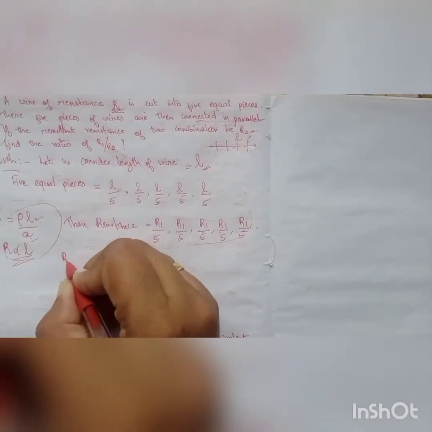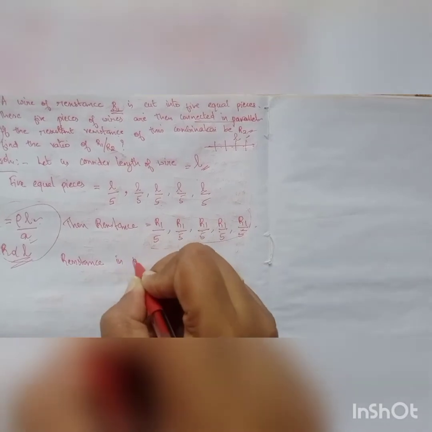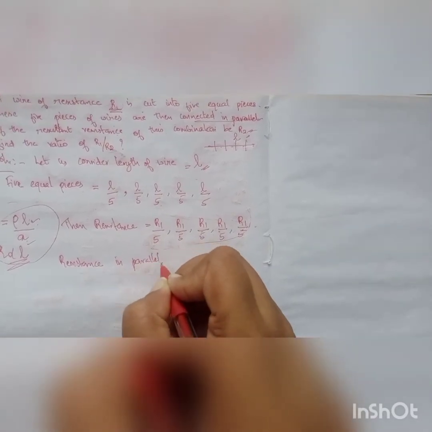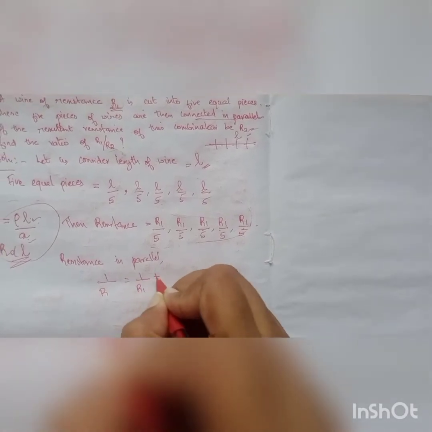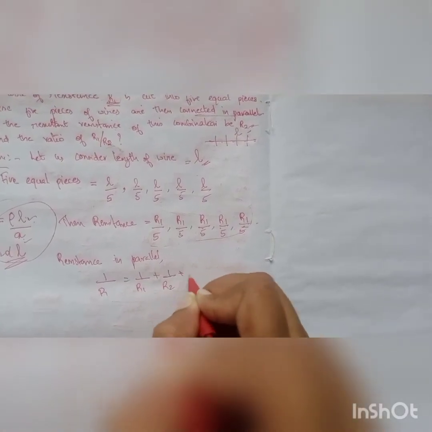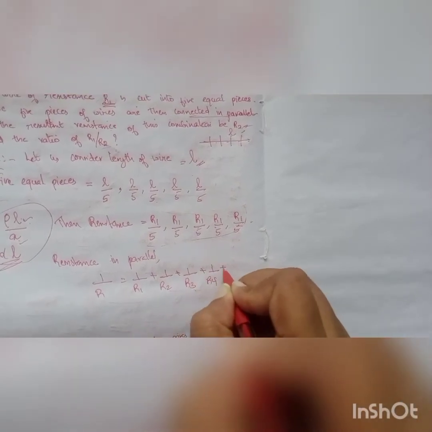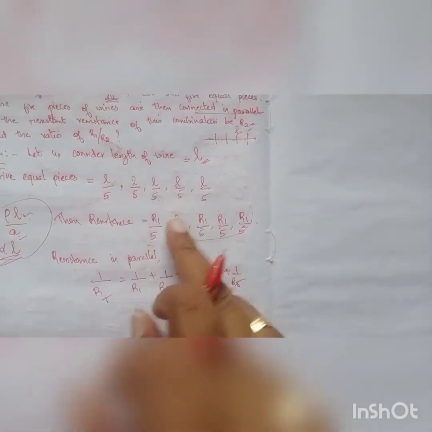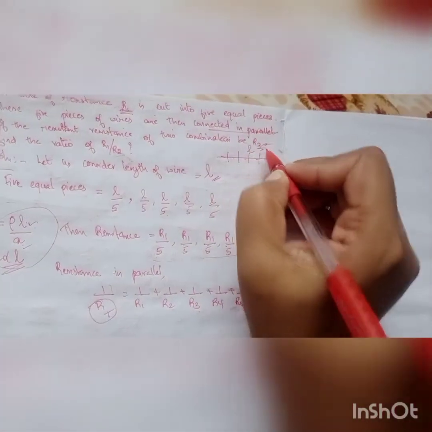So we know the equation when resistances are connected in parallel. What is the equation? We know 1 by R is equal to 1 by R1 plus 1 by R2 plus 1 by R3 plus 1 by R4 plus 1 by R5. Since we have 5 resistances here, this will be our equation. So what is the value of this total resistance given? It is given as R2.